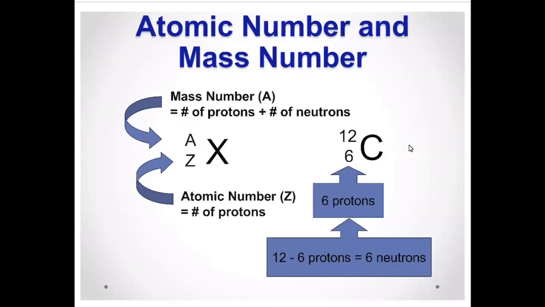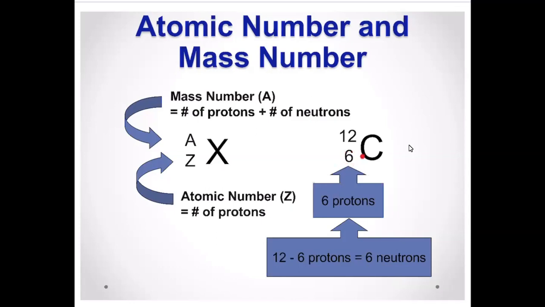So for a nuclear symbol here, this is how we will write an isotope, or a particular type of element. This is carbon 12. So carbon is the element symbol, the C. 12 is up here in the upper left-hand corner. That is known as the mass number. And the mass number is the number of protons plus the number of neutrons for that particular atom.